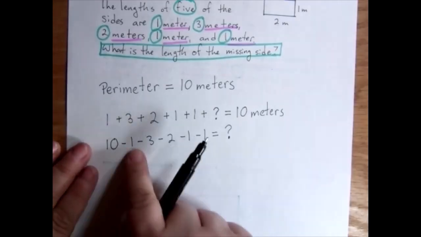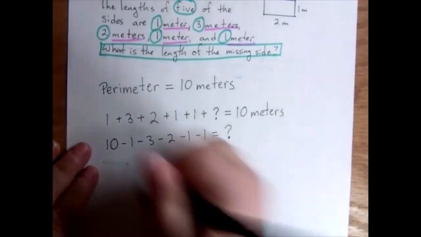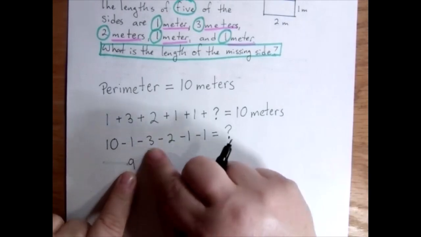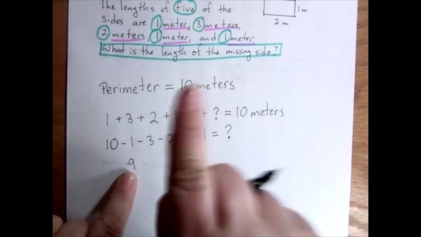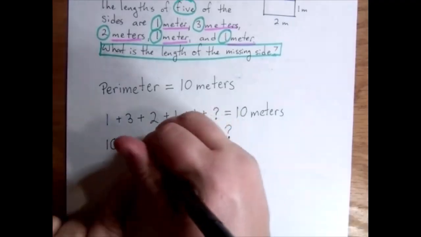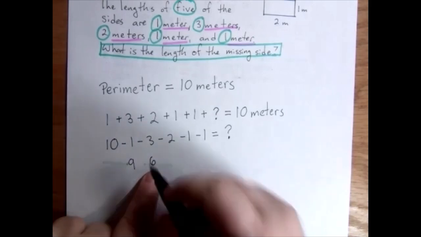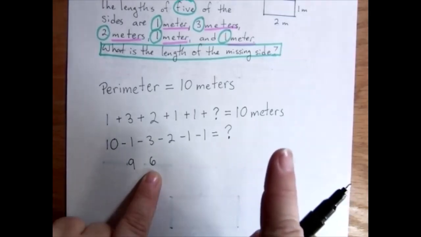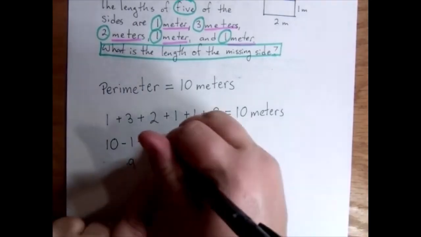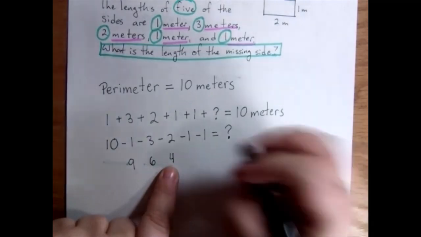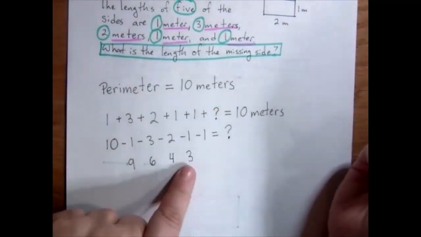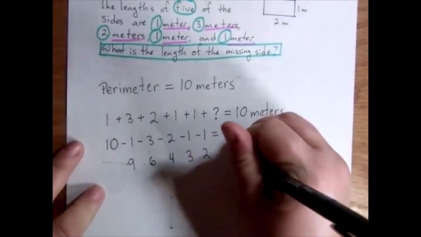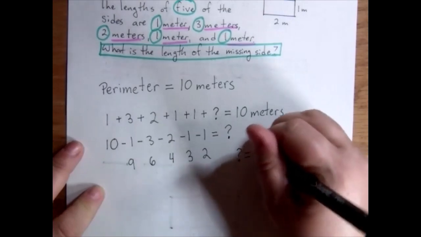So first I have 10 minus 1. Okay, well, if I have 10 and I take away 1, then I have 9. So 9 minus 3, if I have 9 and I take away 3, jumping down, that would be 8, 7, 6. So now I have 6. 6 minus 2, if I jump on my number line, let's think in our head. Okay, 6, 5, 4. Minus 1 would be 3. 3 minus 1 is going to be 2. So it looks like my mystery length, my missing side, is going to be equal to 2 meters.